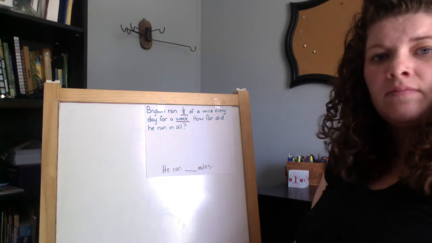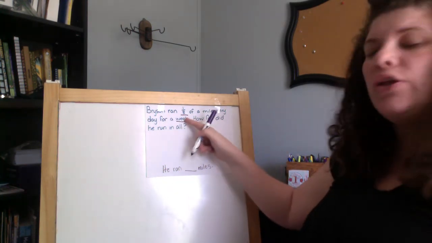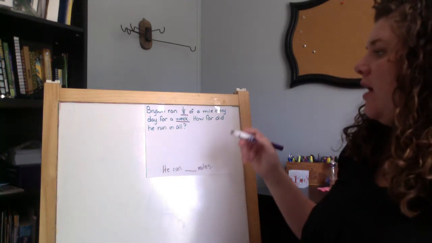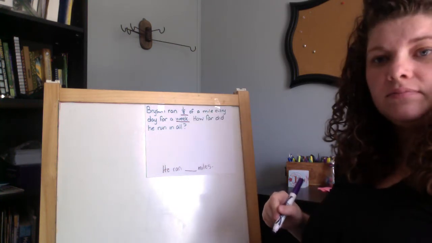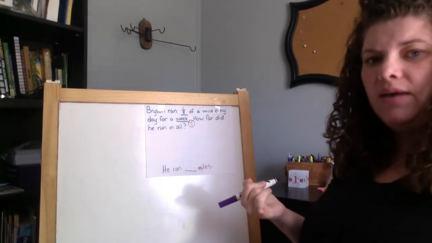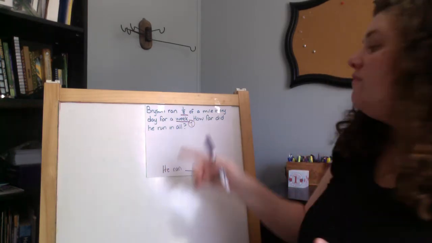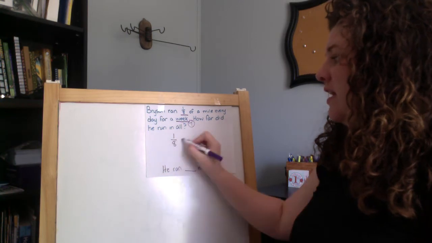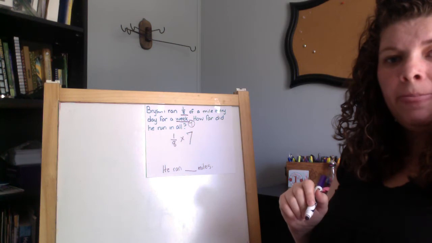Now, I underlined a week, even though that's not a number, because that is a clue to help me write my equation. Bryson ran 1/8 of a mile every day for a week. How many days are in a week? Yeah, 7 days. So every single day, Monday he ran 1/8 of a mile, Tuesday 1/8 of a mile, Wednesday 1/8 of a mile, every single day for 7 days. So 1/8 of a mile happened 7 times.